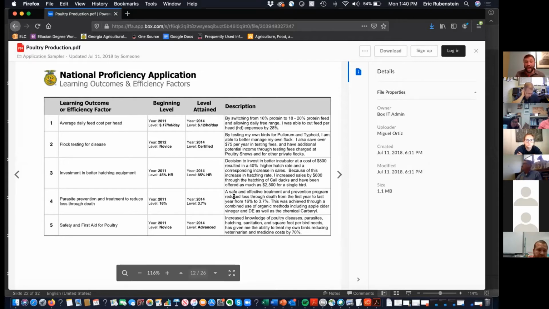The one thing I would add that we want to look at here is that we're looking at death. So, due to parasite prevention and treatment, how can we reduce death?